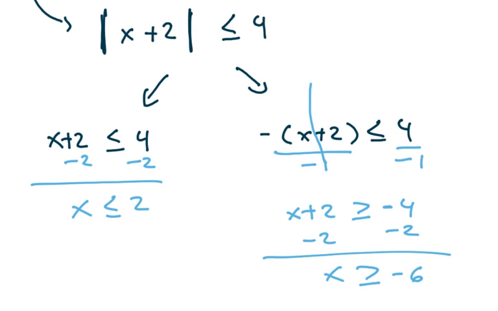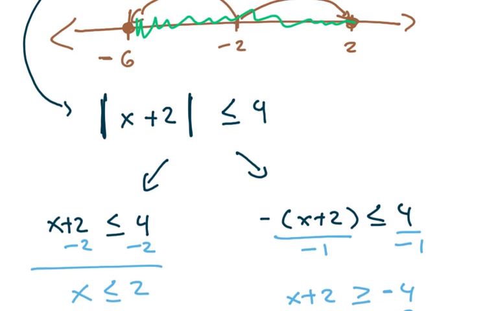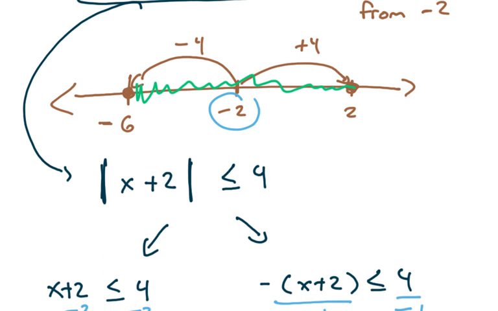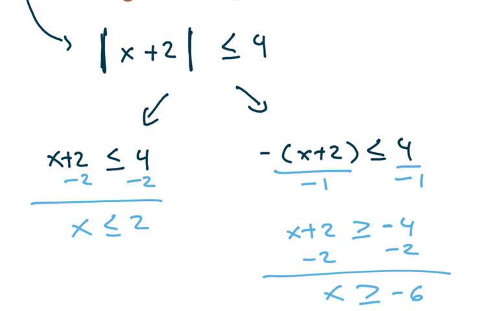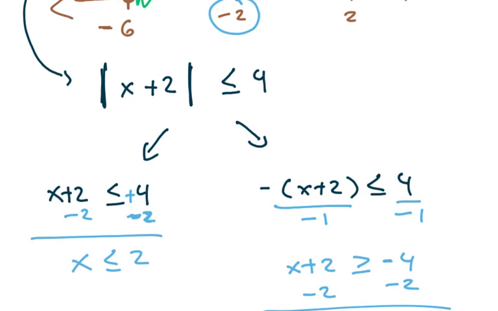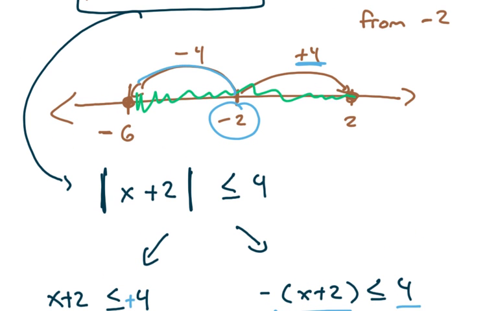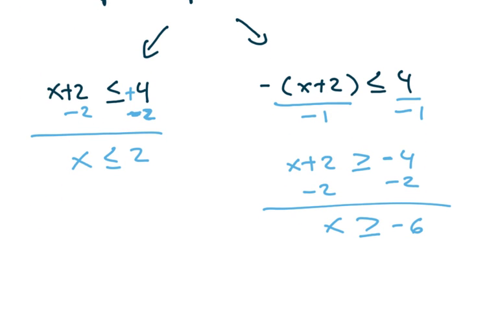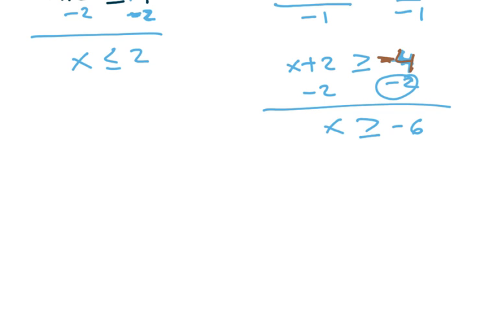Notice that if we pay attention to what we wrote up here, we said we were at negative 2 and we jumped 4. So negative 2 and we jumped to positive 4. And then on this side, we jumped back 4. So we were at negative 2 and we went back 4, right here. And it produces this result. So in this situation, what we're saying is that x is going to be between negative 6 and 2.